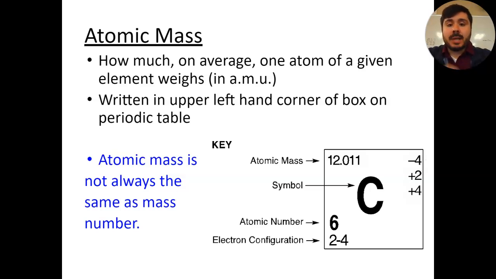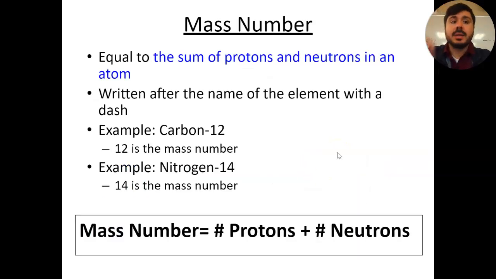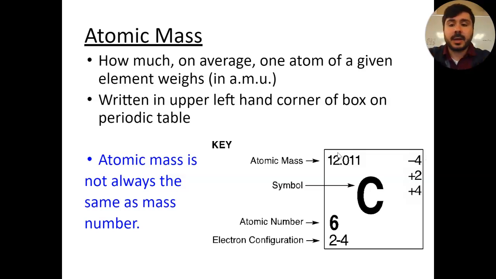Now, atomic mass is what you guys see on the periodic table, as I mentioned briefly. So if you look here at carbon on the periodic table, at the key, the top left-hand corner has the atomic mass, not the mass number, the atomic mass. Again, they're very different things.